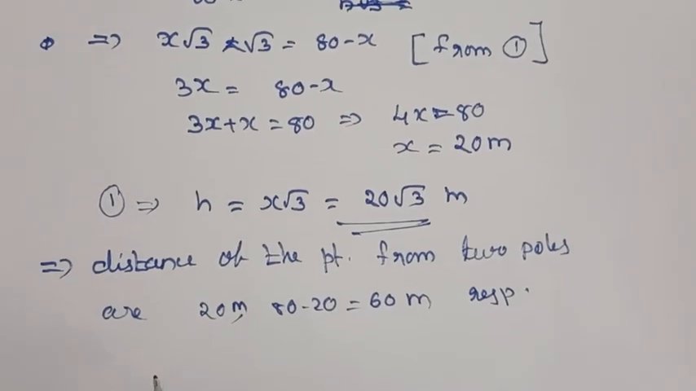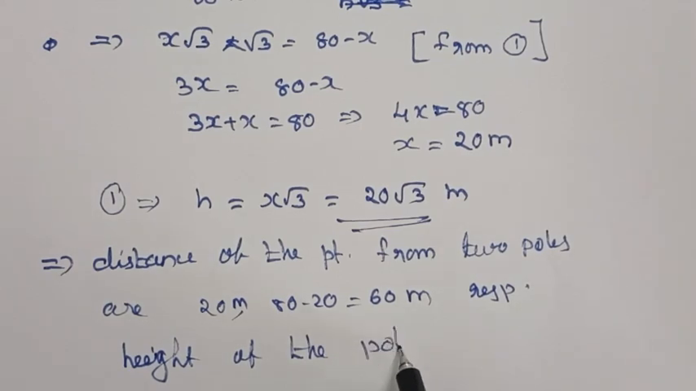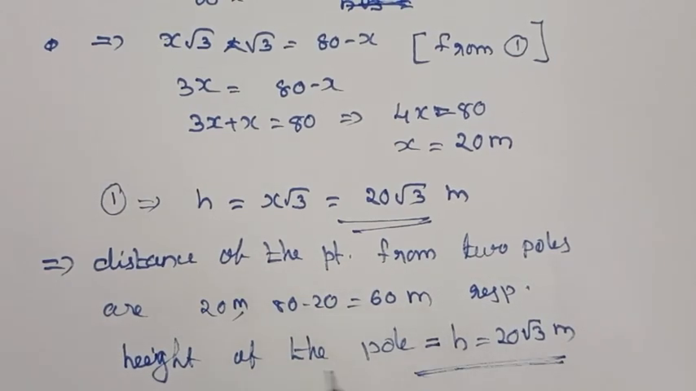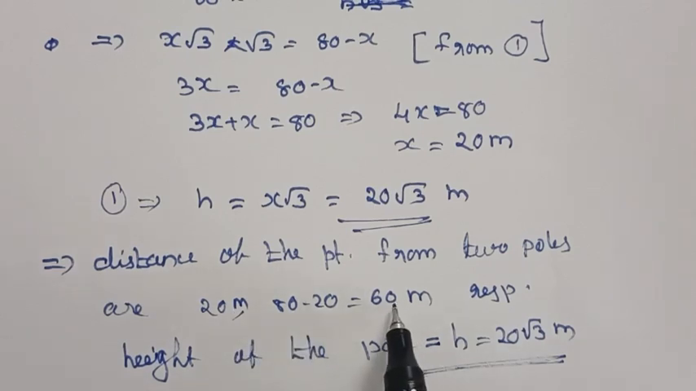Okay. And second, we have to find the height. The height of the pole is h, that is equal to 20 root 3 meters. These are the final answers. So the distance from the first pole is 20 meters, the distance of the point from the second pole is 60 meters, and the height of the pole is equal to 20 root 3 meters respectively.